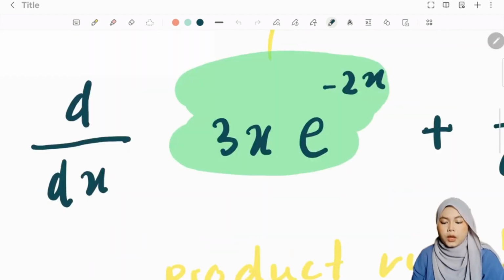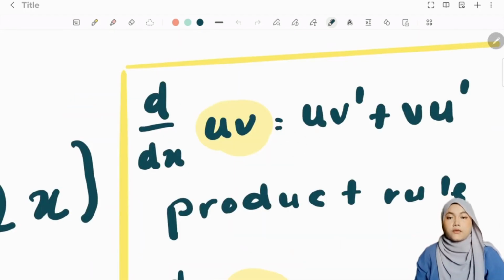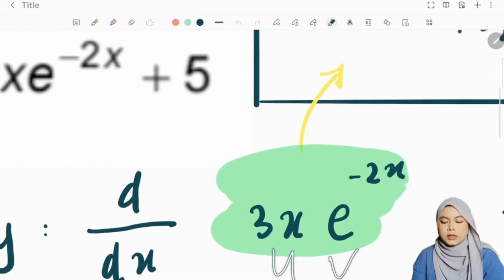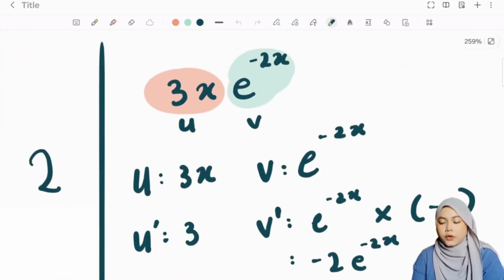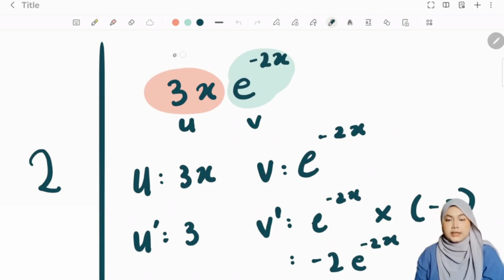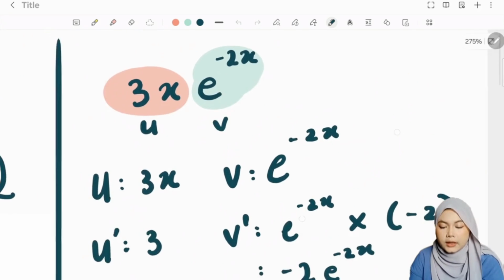Use the product rule. We learned before that for the product rule, d over dx of u times v, we can use the formula u times v prime plus v times u prime. So follow the formula given. For u, we can express it as 3x. And for u prime, we need to differentiate u, which is 3x. So 3x differentiates into 3. For v here, we have e to the power of negative 2x.